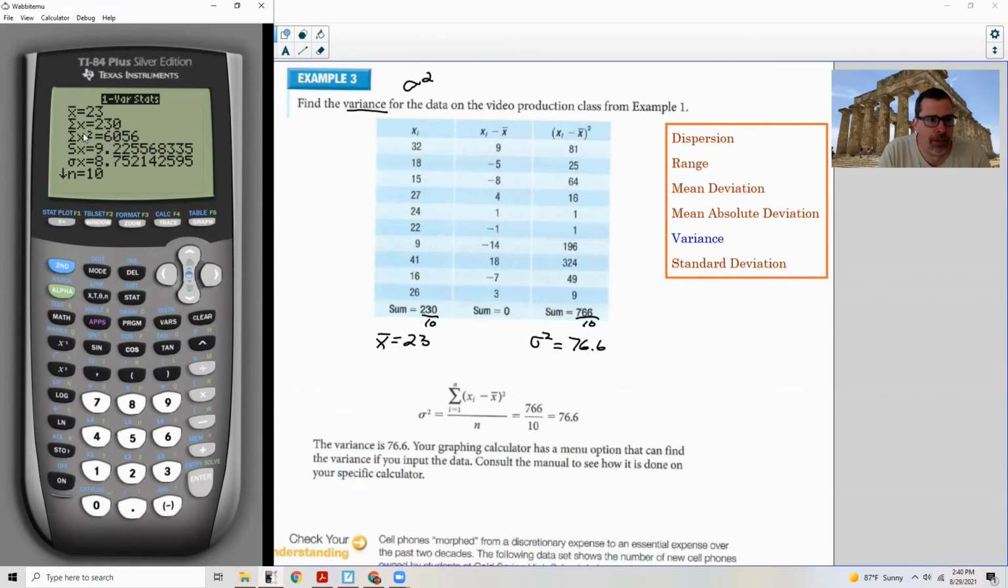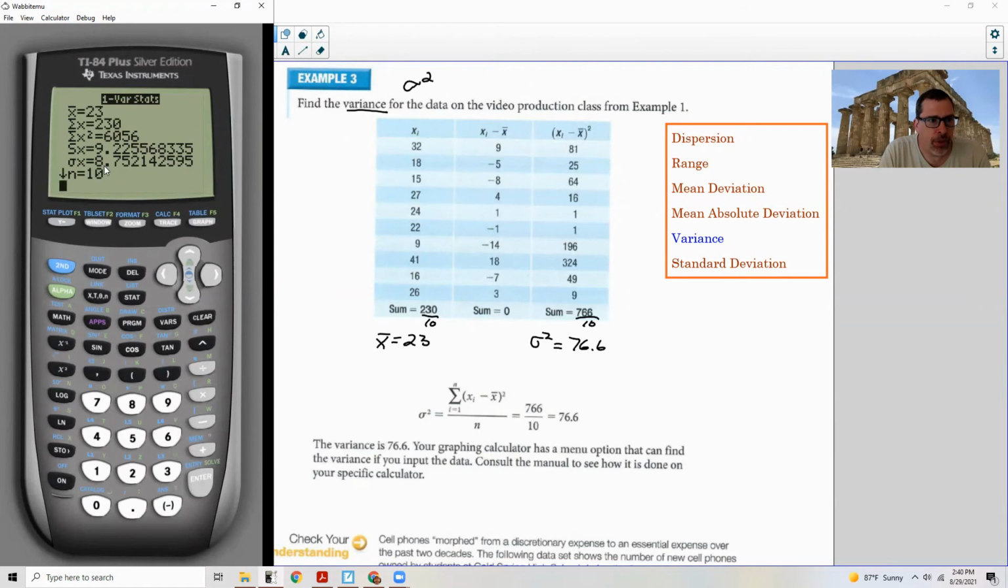We aren't using this information. Capital S of x is 9.22. We're not going to use that right now. Here is ours. Sigma x equals 8.752142595. Okay. Now notice that is sigma. We want sigma squared, so we would want to square that.